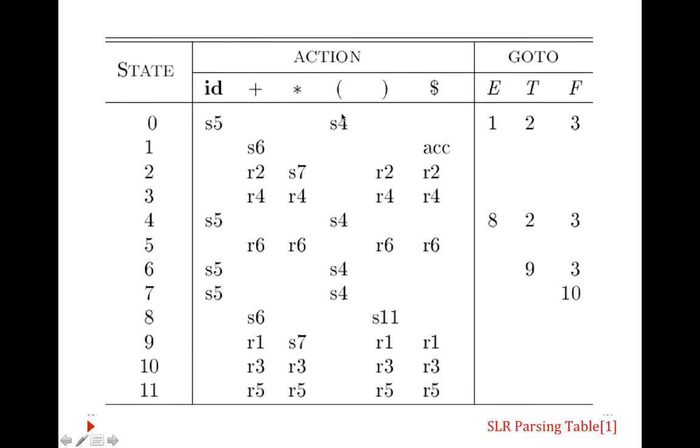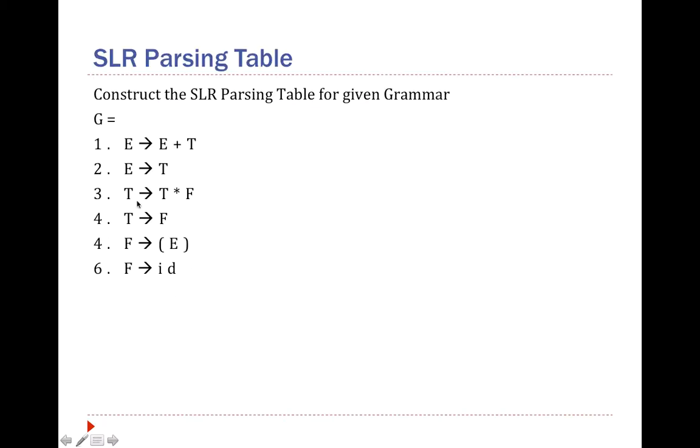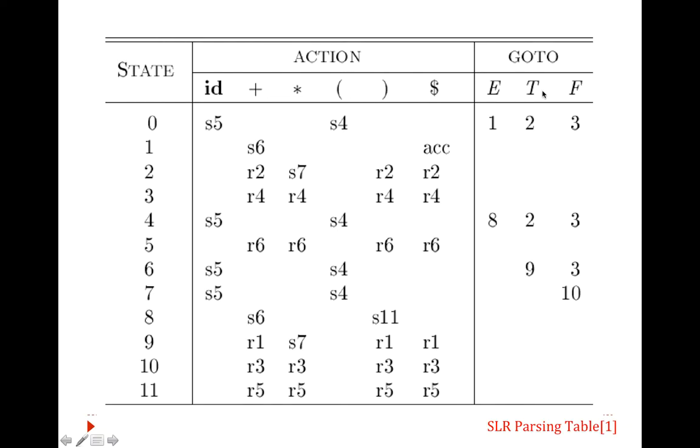The parsing table has two parts, that is action and goto, and it has a few rows and columns. The rows correspond to the canonical LR0 items in the LR0 automata, as there are items from 0 to 11. So we have states from 0 to 11. The grammar has three non-terminals, E, T and F, and the terminals plus, star, opening bracket, and ID. These are listed here in the columns.